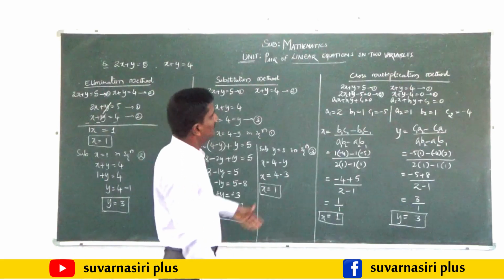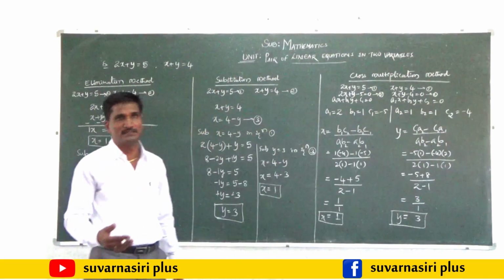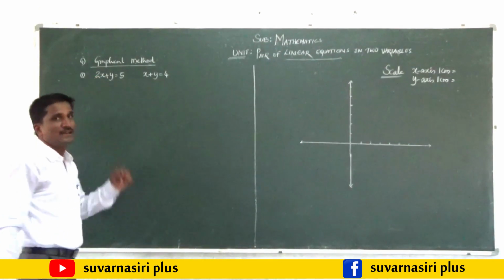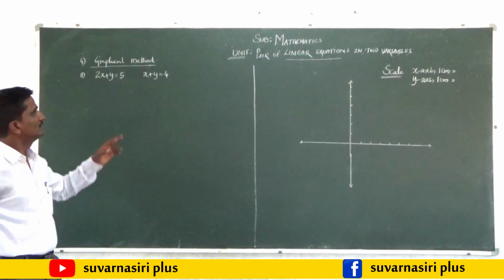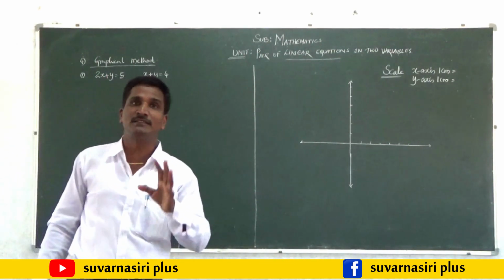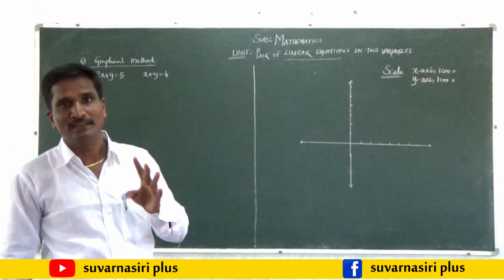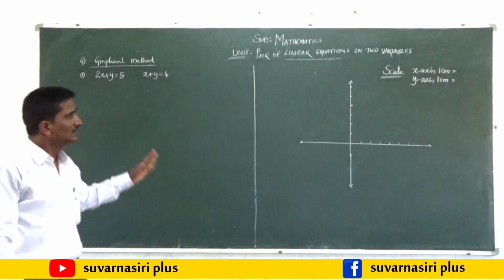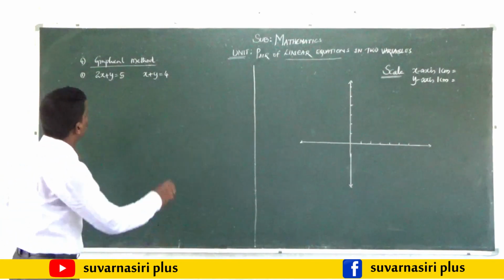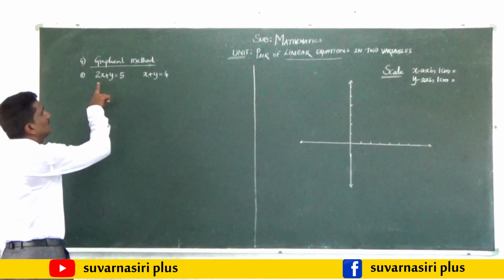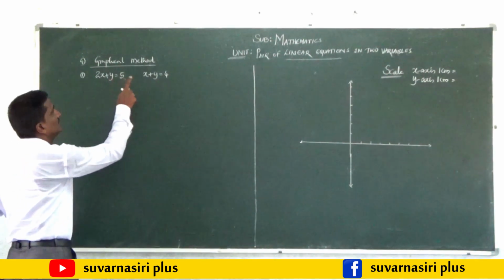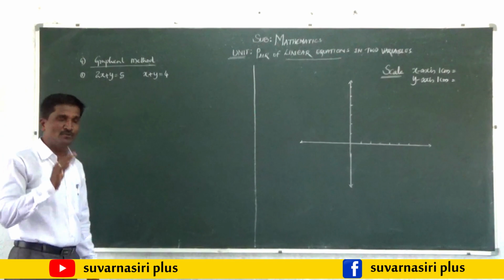After that, still one method is there, that is the graphical method. The fourth method is the graphical method. This is very important for the annual examination. Every year, a 4 marks question they will ask in the annual examination. It is a very easy and important problem. So the same pair of linear equations I have already taken: 2x plus y is equal to 5, x plus y is equal to 4.